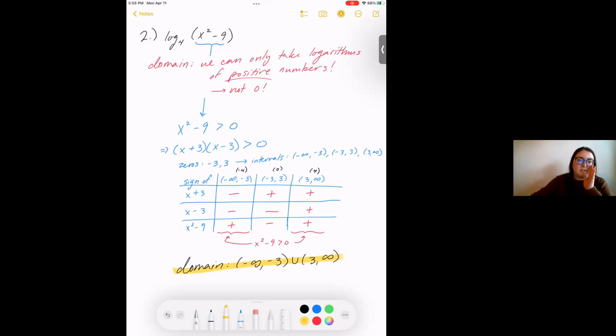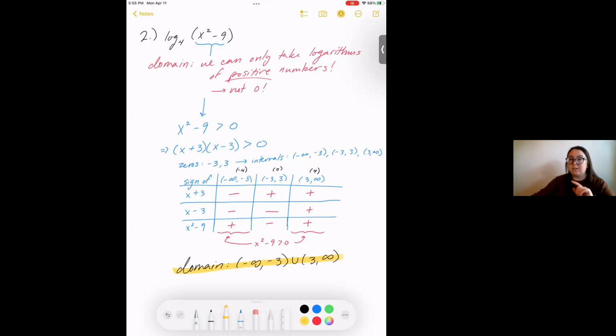Now, once again, as a reminder, it doesn't matter what the base is. In this case, the base is 4, but the base could have been 5, 3, 10, 100, it doesn't matter. It just means that whatever's in those parentheses has to stay positive. In this case, we had x squared minus 9, and we needed that to remain positive as well. So, all right, that wraps up example 2.